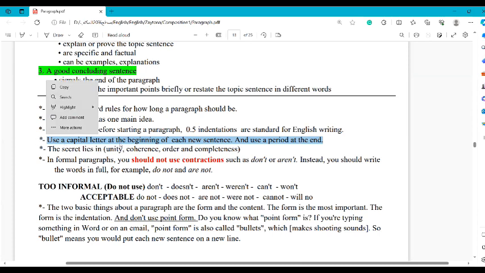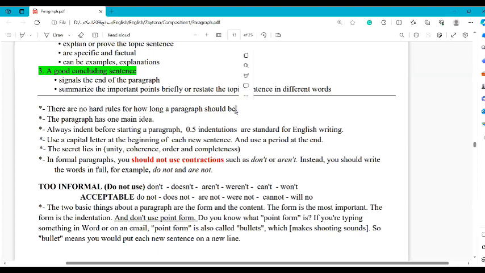Very good. Use a capital letter at the beginning of each new sentence. How can I know that this is the beginning of a sentence? For example, if I start a sentence, this is a new sentence. This is the start of the sentence. So I need to capitalize the first letter, or to use a capital letter. Okay. When I need to write after the full stop, this is called a full stop, right? نقطة. When I need to write after the full stop, it's also called a new sentence. So I need to capitalize the letter after the full stop.